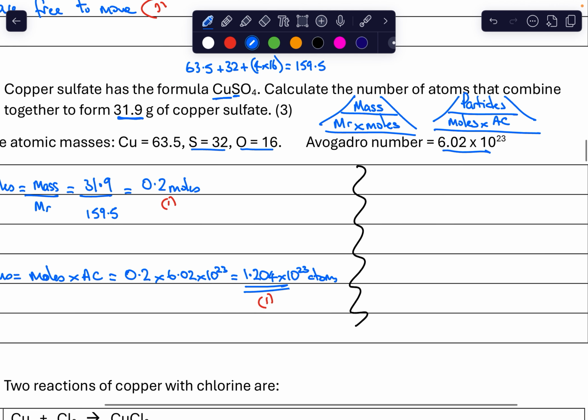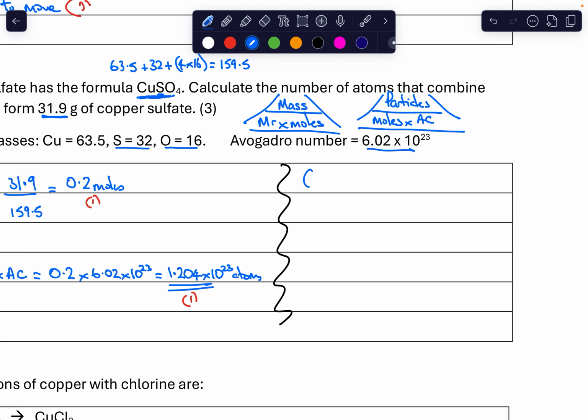That is how many atoms there are in 1 mole of this stuff, but we've got to remember that every mole contains more than one atom. So what I mean by that is a mole of copper sulfate, but in this copper sulfate we've got 1 mole of copper atoms, we've got 1 mole of sulfur atoms, and we've got 4 moles of oxygen atoms. So my total is 4 plus 1 plus 1 is 6 moles of atoms.